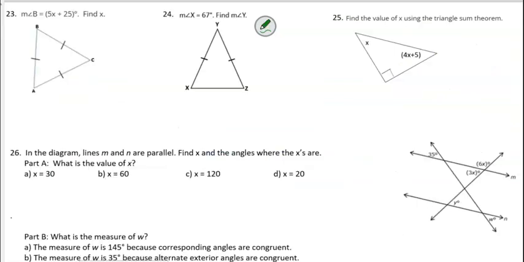Okay, 23. Hopefully you remember this. If it's an equilateral triangle, it's also an equiangular triangle, right? So all three of these angles would be equal. So we're going to do 180 divided by 3. That's going to be 60.